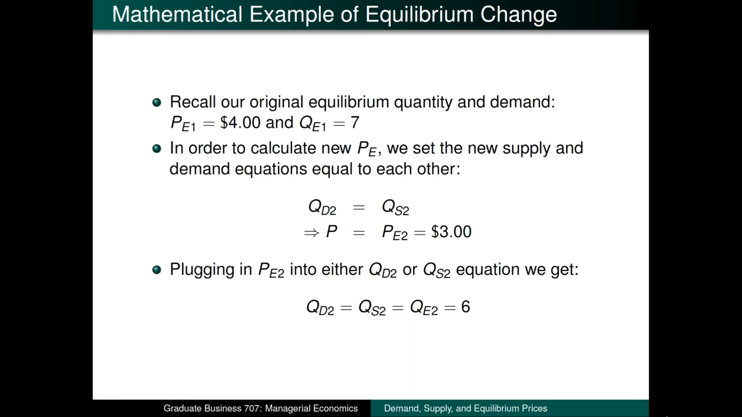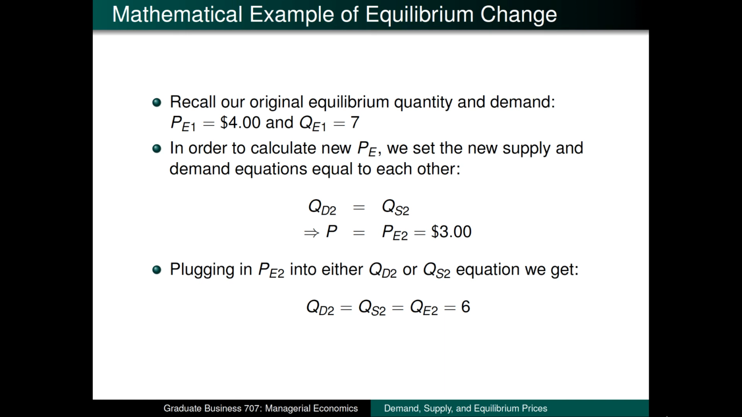Let's use the new demand and supply functions to calculate our new equilibrium price and quantity. Again, we anticipate the equilibrium price will decrease, but we're unsure about whether the equilibrium quantity will increase or decrease. As discussed earlier in this video, we will set the new demand function equal to the new supply function in order to analyze the new market equilibrium. Doing so yields an equilibrium price of $3 and an equilibrium quantity of 6.